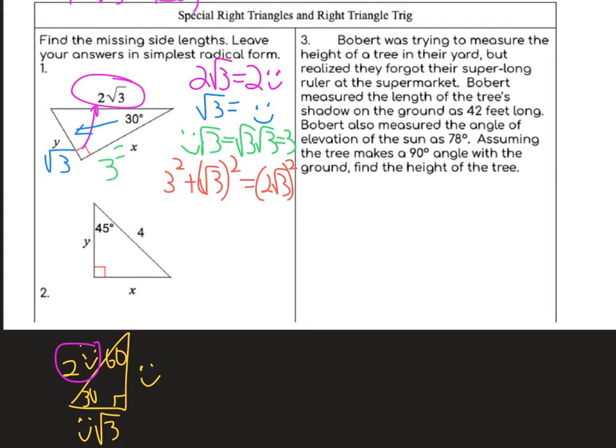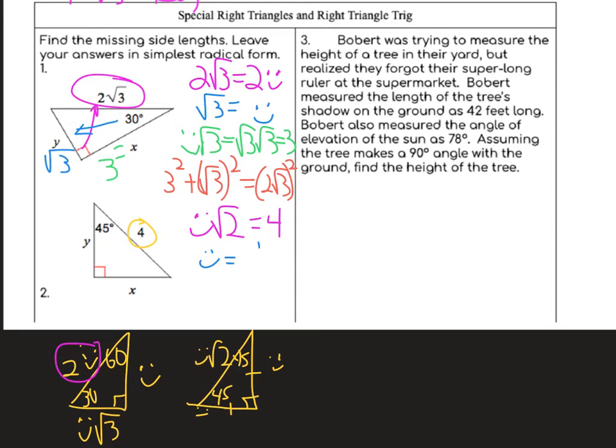The other special right triangle that we have is a 45, 45, 90 triangle. 45, 45. We write that as smiley, smiley. And then smiley root 2. So here, that is smiley root 2, so that's equal to 4. To solve for smiley, let's divide by root 2. So that's 4 over root 2.